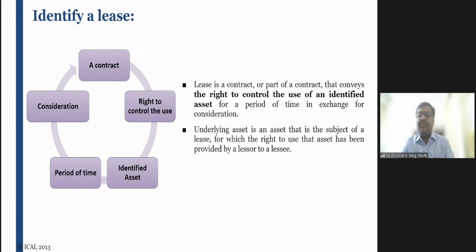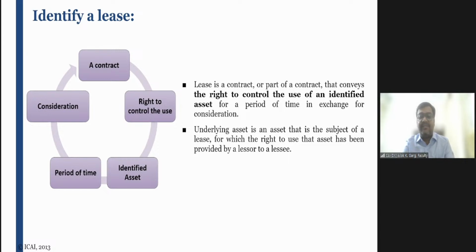Then we discussed there must be a transfer. Transfer of what? If the property is transferred, if ownership is transferred, it is not a lease, it is a sale, right? So the right to use is transferred. In Ind AS 116, the concept is not right to use. The concept is right to control the use of an identified asset. We discussed the meaning of identified asset, and we also discussed the meaning of right to control the use, right? Then we discussed the period of time, meaning lease term. There must be a lease term over which the accounting has to happen.